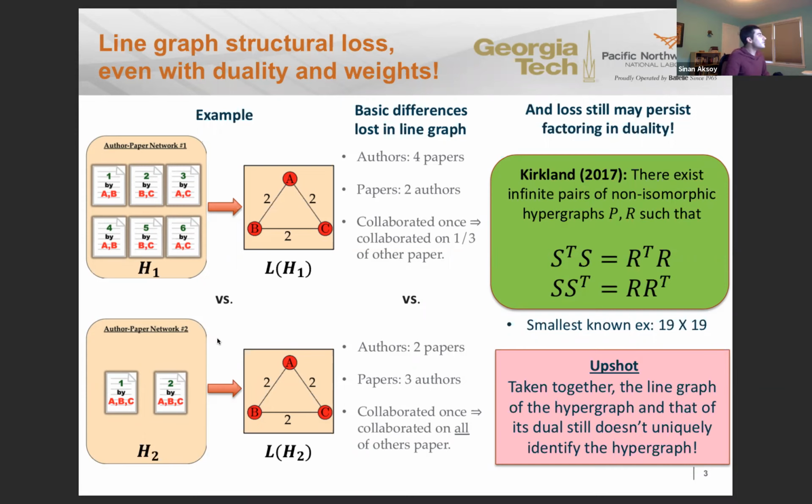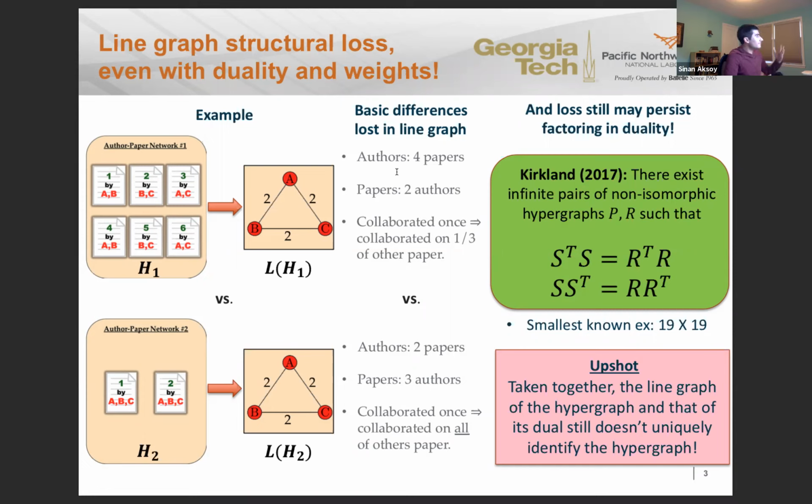So if I take whichever line graph gives me the collaboration graph on the authors as the vertices, I get in both cases the same thing. I just get a triangle, and even if I add an edge weight to denote how many common papers each pair of authors has, I still get the same thing. But of course, these are not the same network, is the point I'm trying to make. They differ in this little toy example in some really basic and obvious ways, such as how many papers each author has, how many authors are on a paper, and so on and so forth.